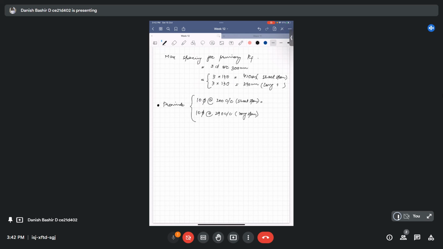If I calculate the Ast provided here, Ast provided is 392 millimeter square per meter. Okay, here Ast provided is 270.7 millimeter square per meter. Okay, so detailed diagram is like this.